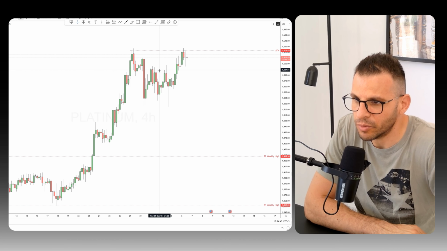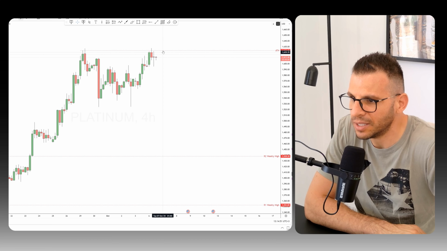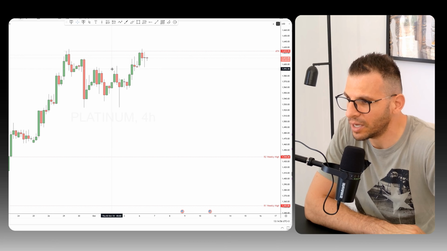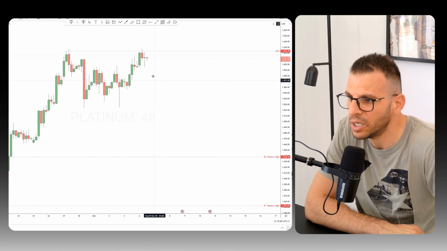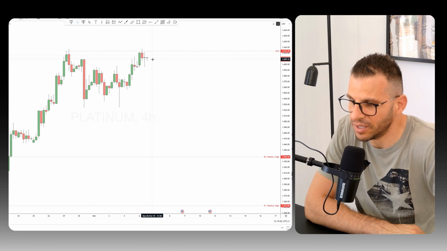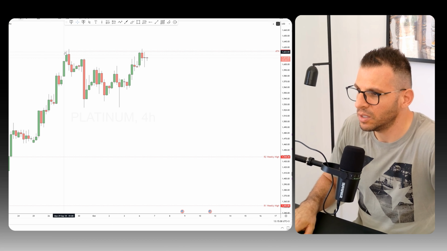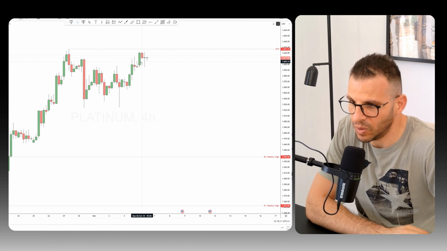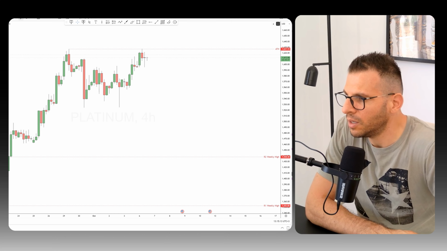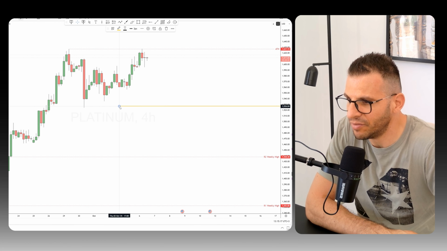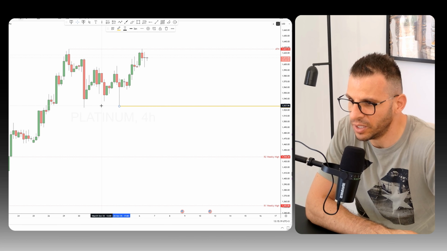Platinum reached the all-time high. At this point here, we didn't see the sellers being aggressive like we saw them here with a bearish engulfing followed by a long bearish candlestick. Here we didn't see anything yet. Let's wait. Maybe the price will break and close above this resistance, this all-time high, and we will have more clarity. On the other hand, if the price trades lower, the significant support is this level here.